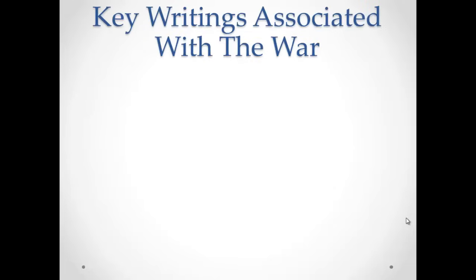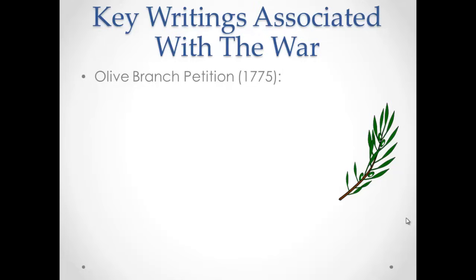Okay, let's talk about three key writings associated with the war that you should know very well. And the first one is the Olive Branch Petition from 1775. If you've seen an olive branch, that's like the universal symbol of peace. Now, this is adopted by the Second Continental Congress after the battles of Lexington and Concord and Bunker or Breed's Hill. So there are three skirmishes between the colonists and the British.